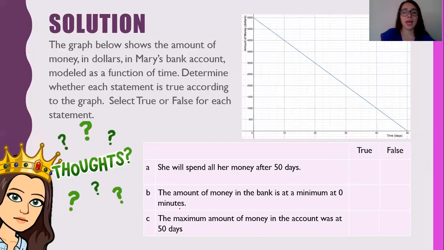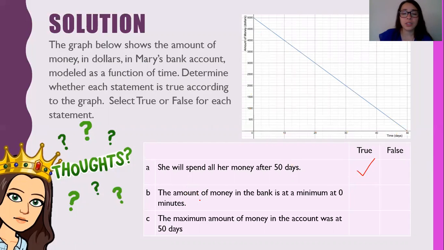we're looking at, it says she will spend all her money after 50 days. So it shows me that on day 0, when we first start seeing her bank account, she has, I believe, $5,000. And then here it tells me how many days go by. So after 10, 20, 30, 40, 50 days, notice she is at 0. Meaning, will she spend her money after 50 days? She will, so that is true.